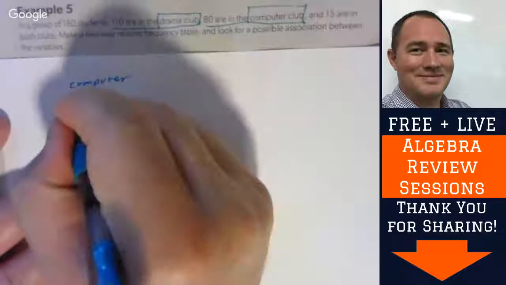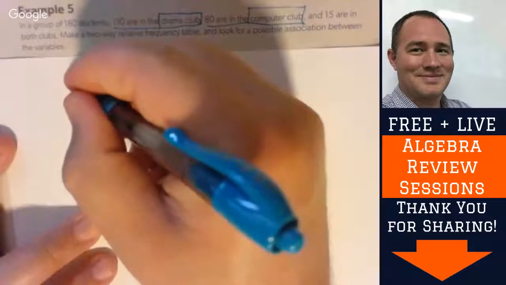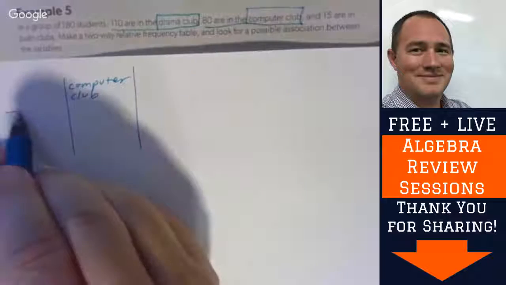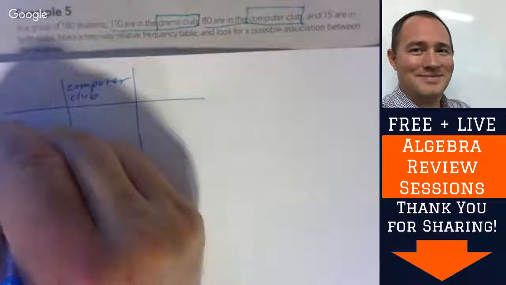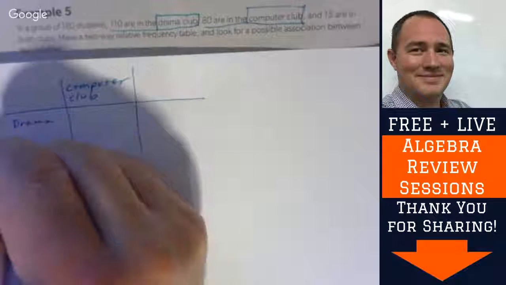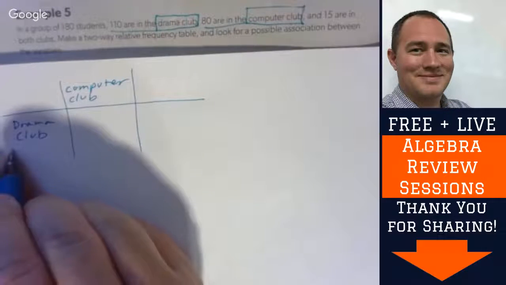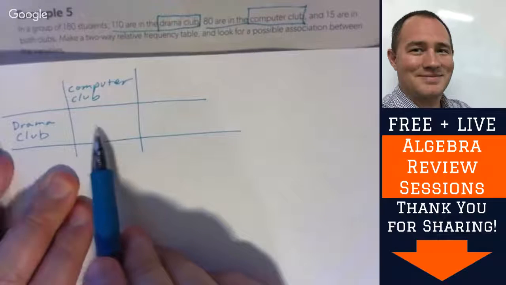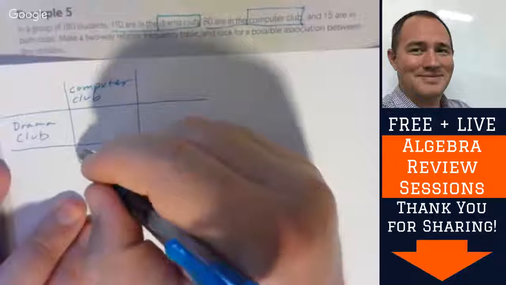So computer club, drama club, what's next? So now we've only made one cell, right, with a computer club and drama club.